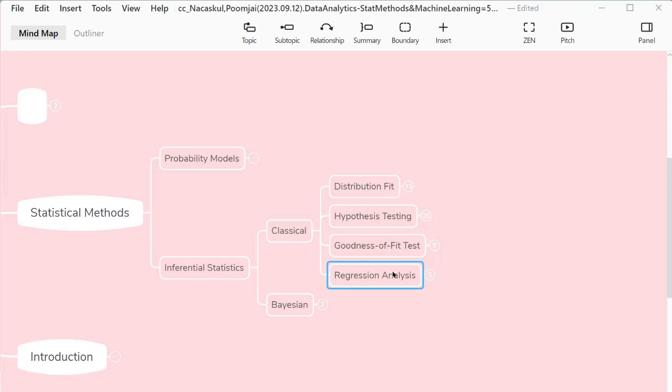Finally, there is regression analysis. Regression analysis, in a way, is a form of distribution fit, except instead of fitting one distribution, you fit the distribution as a function of factors. So it's like the mean PM 2.5 as a function of humidity, temperature, all kinds of stuff. So these are basically the four kinds of things you can ask.